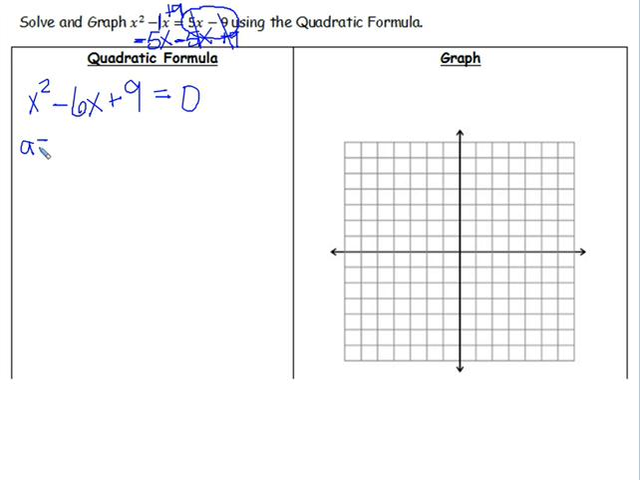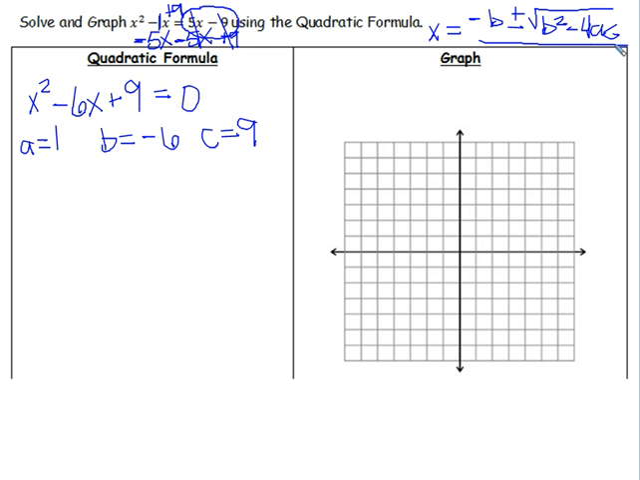All right, so let's label our A, which is 1, B is -6, and C we have is 9. So our quadratic formula, maybe we'll write it up here. We have the opposite of B plus or minus the square root of b squared minus 4ac. All of it, absolutely everything, is over 2a. All right, so let's plug in our a, b, and c values.